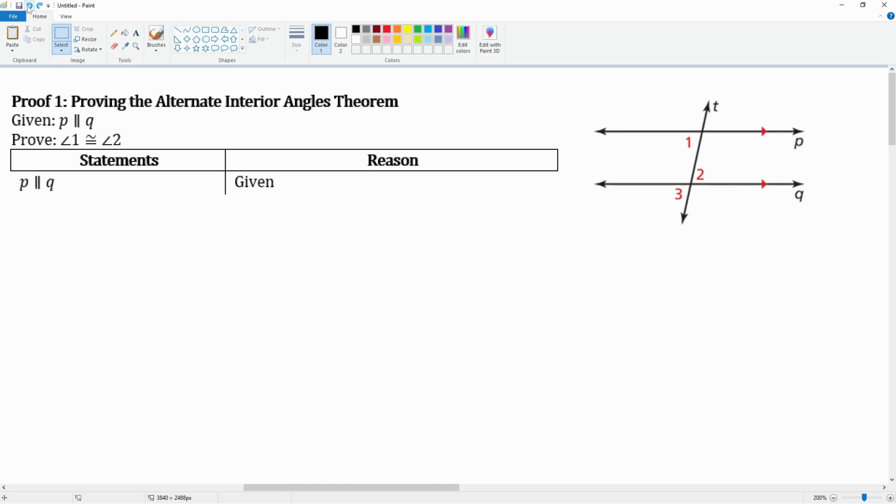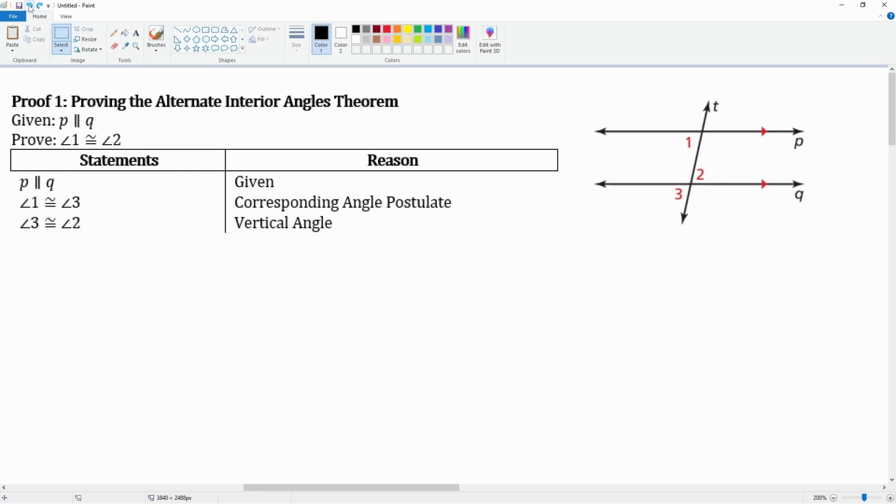I have to relate angle 1 and angle 2 somehow. But I know that angle 1 and angle 3 are corresponding angles by the corresponding angle postulate. Those have to be congruent because we are already given that the lines are parallel. From there, I also see that angle 3 and angle 2 are congruent because of vertical angles.